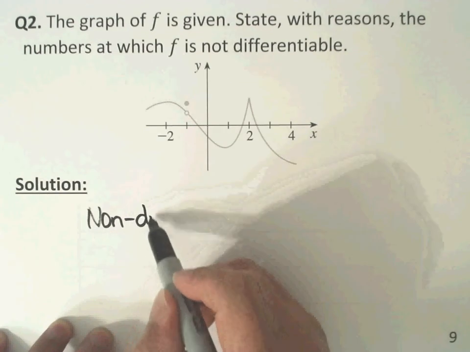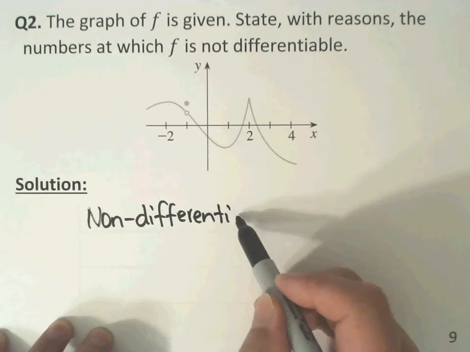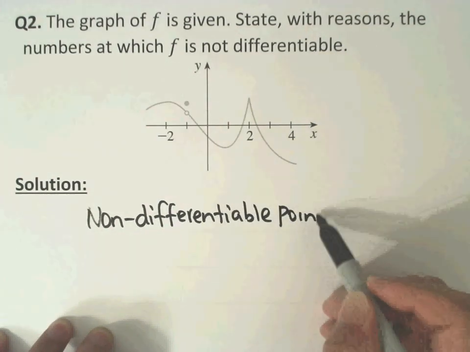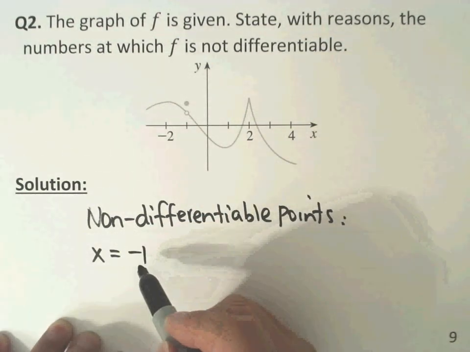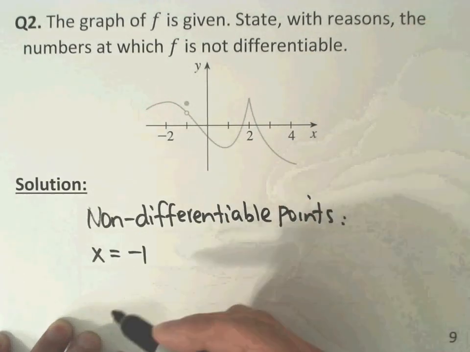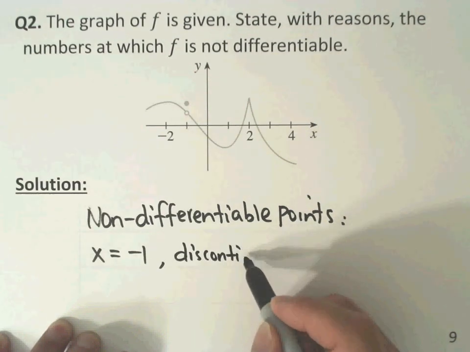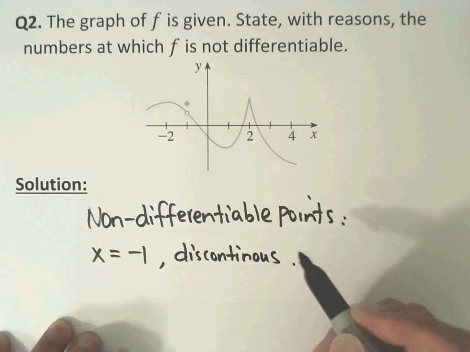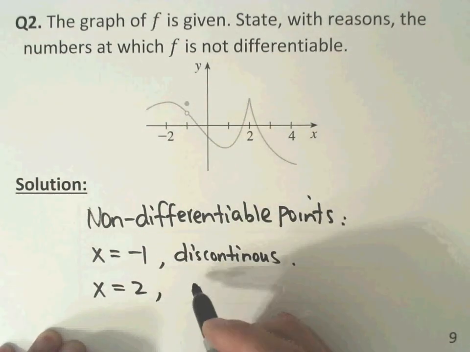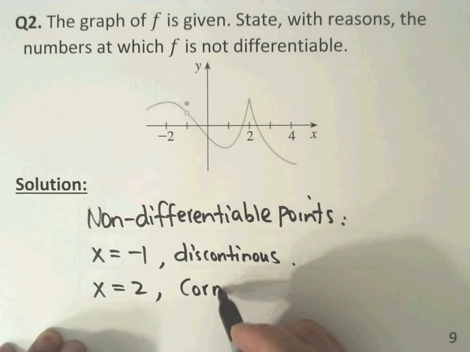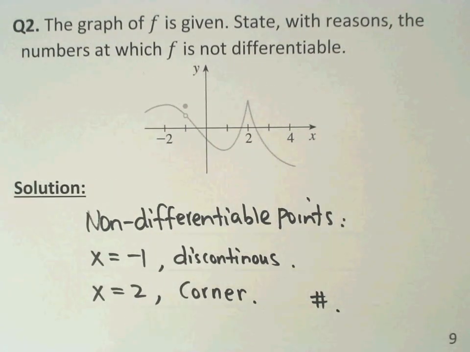If we put it together, it's just like this. And all we need is to find the non-differentiable points. We have two. The first is x equals -1. Which type? They ask with the reason. The reason is this is a discontinuity, or you say the function is discontinuous at this point. The second is x equals 2. What is the reason? Because this is a corner, right? A corner.